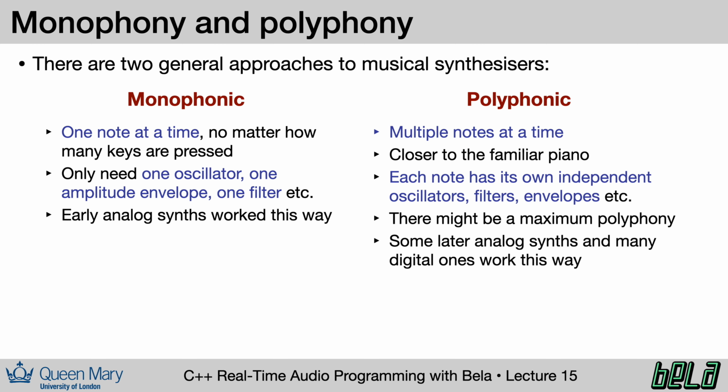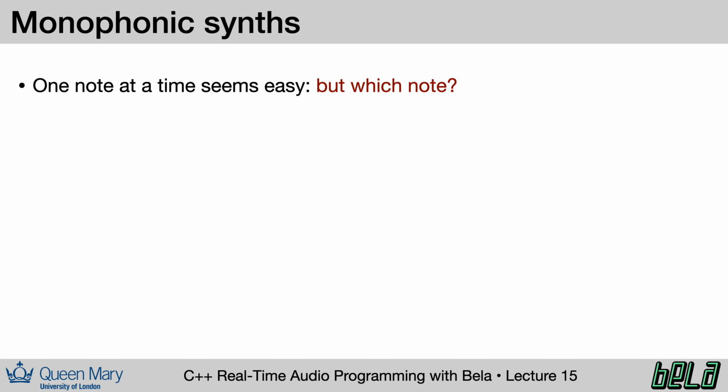By contrast, a polyphonic synth will be able to play multiple notes at a time. This, of course, is how the piano works. To make a polyphonic synthesizer, each note is going to need to have its own independent oscillators, filters, and amplitude controls. A typical polyphonic synth might have some maximum number of simultaneous notes to limit the amount of hardware or CPU required. For example, it might play only 8, 16, or 32 notes at a time. It's possible to build polyphonic analog synths, for example the famous Yamaha CS80, and digital and software synths are quite often polyphonic. In this lecture, we're going to make a monophonic synth, or monosynth for short.